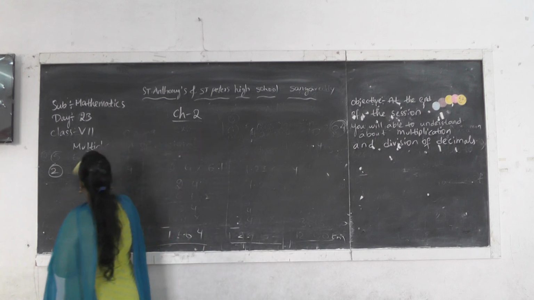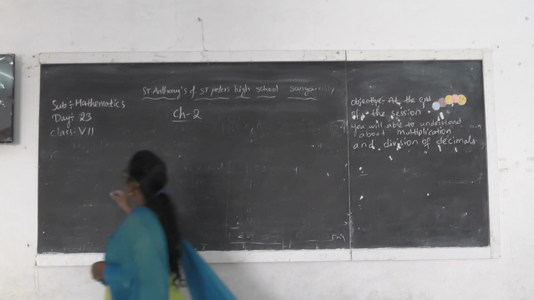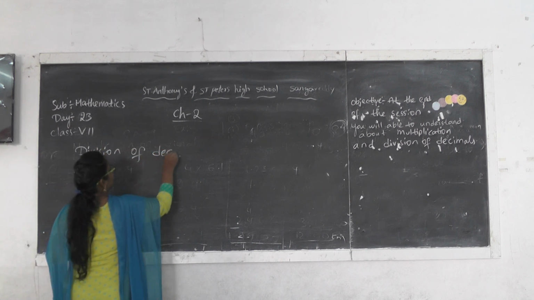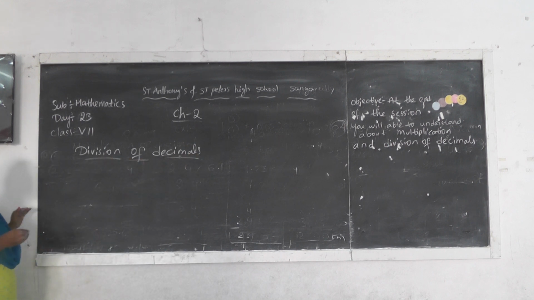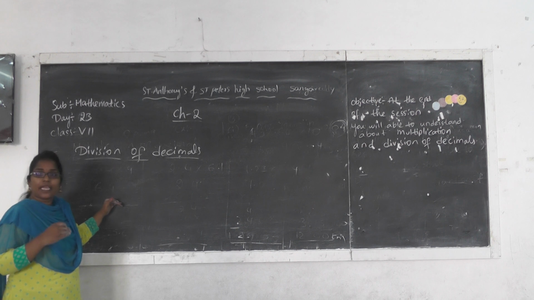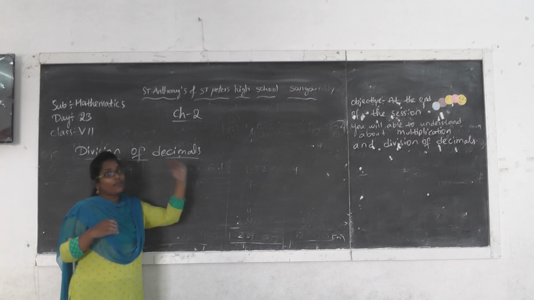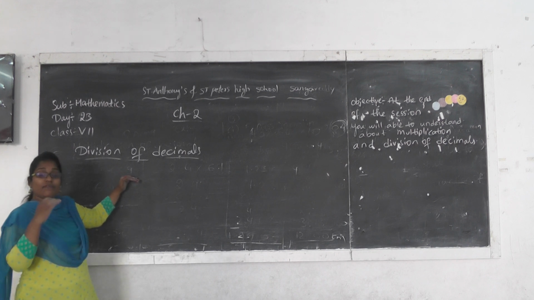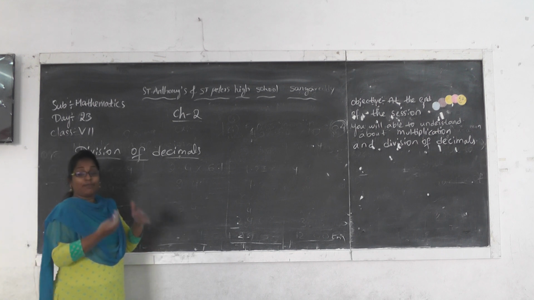Now the next concept is about division of decimals. How to divide the decimals. Division of decimals. So when we are dividing a decimal by 10, 100, 1000, it is just the reverse of multiplication. Whereas in multiplication of decimals, what will we do? When we are multiplying a decimal number with 10, 100, 1000, we move towards the right side, isn't it? So when we are doing division of decimals, dividing a decimal number by 10, 100, 1000, we should move towards the left side, the backward direction.